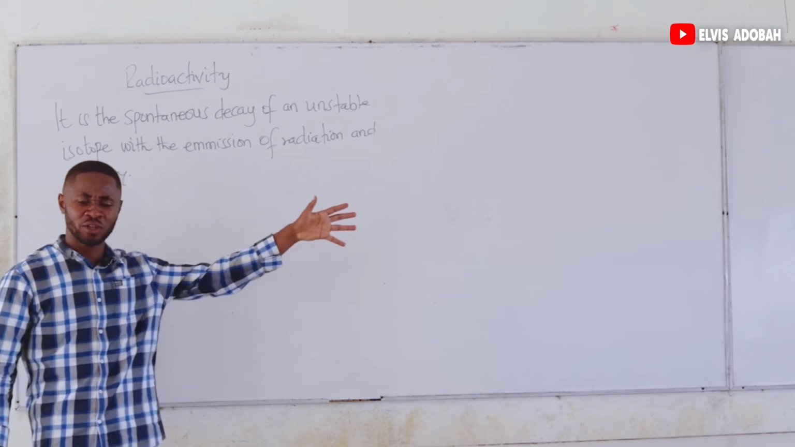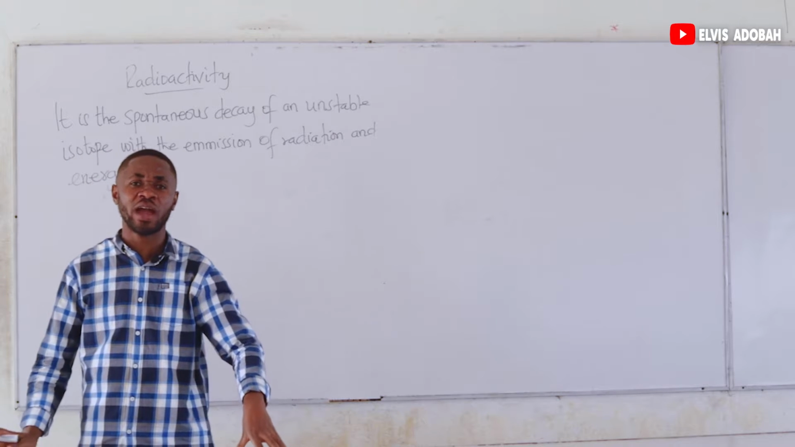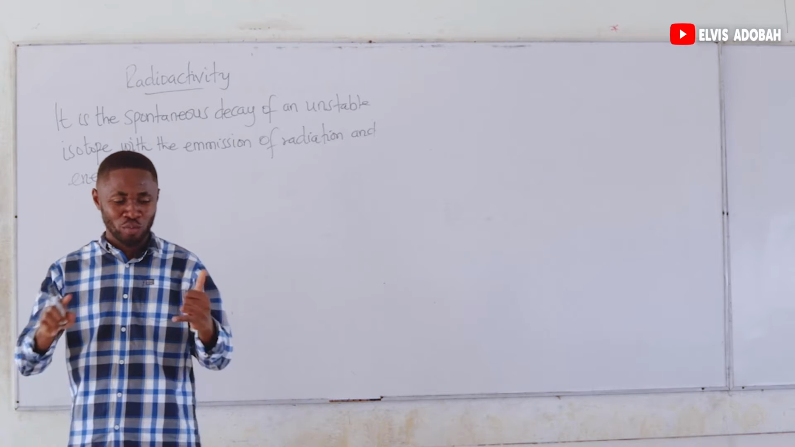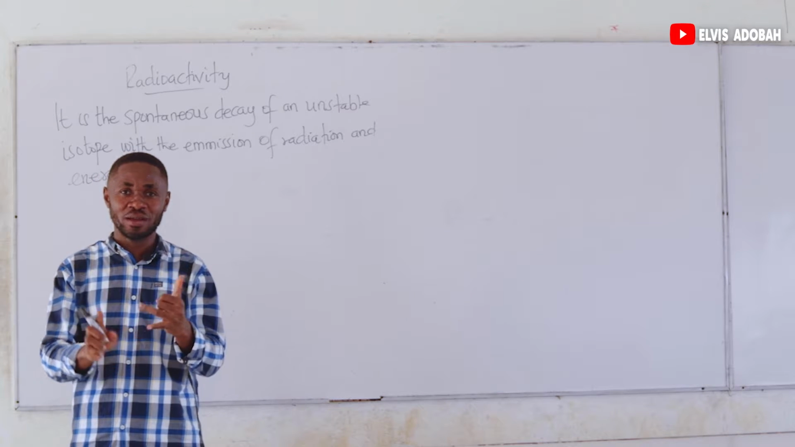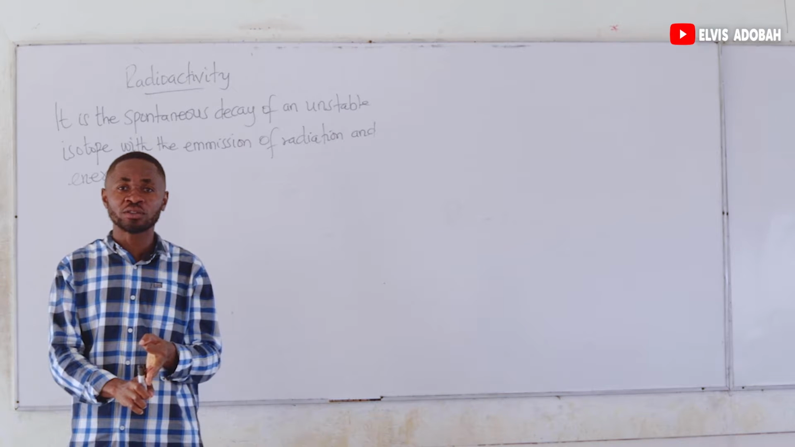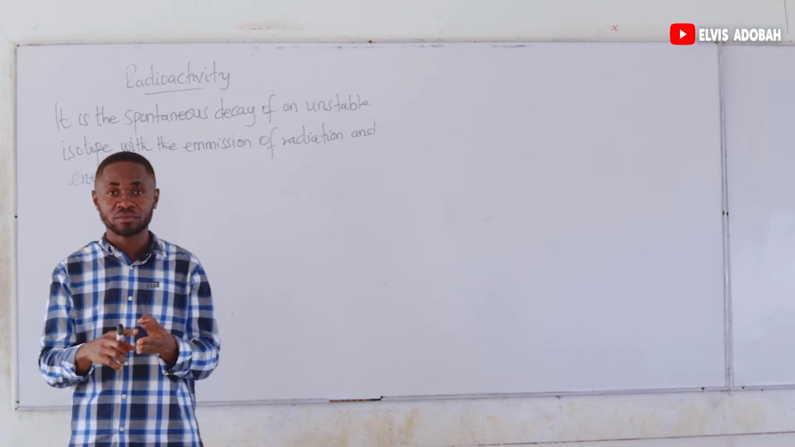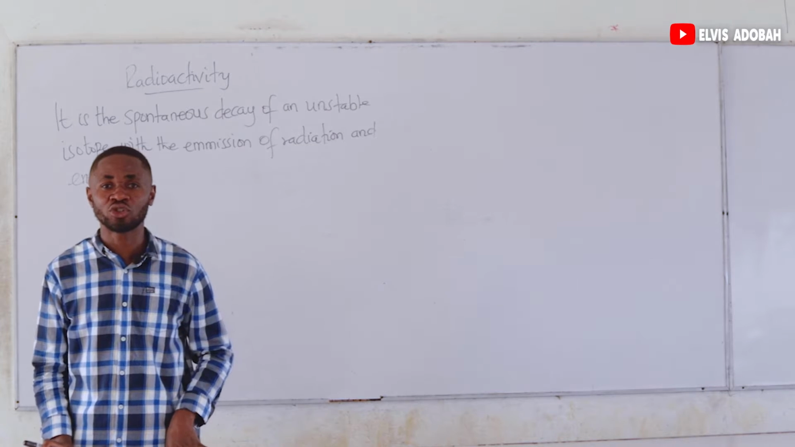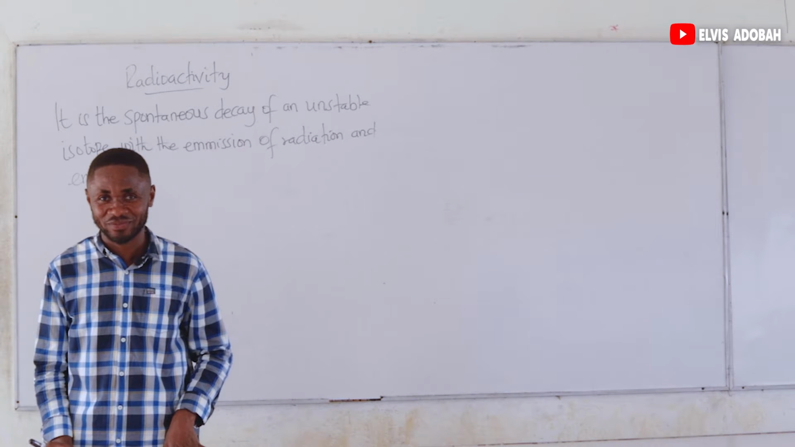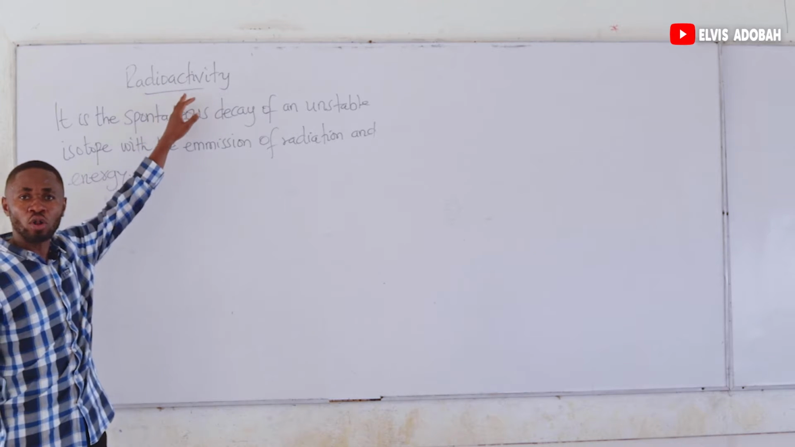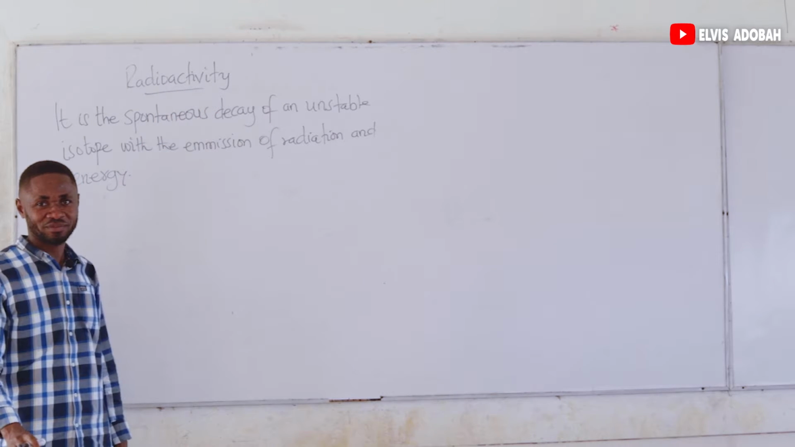In our previous video, we learned about the factors that affect the stability of a nuclide: proton to neutron ratio, binding energy per nucleon, number of nucleons or mass number. Then we also talked about the half-life of a radioactive nuclide. In this video, we want to look at what we call radioactivity.